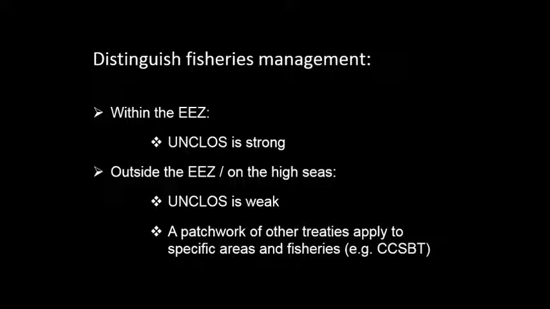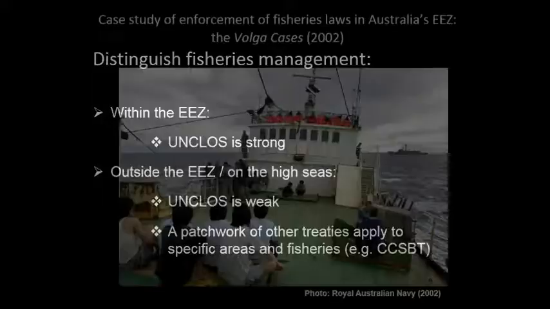So just to summarise about UNCLOS, you really need to distinguish between within the EEZ, where UNCLOS is really strong, and outside, where it's really weak. Outside the national maritime zones, they're called the high seas. It does sound a bit like a movie, doesn't it? But it's actually what it's called. So on the high seas, UNCLOS is weak, and there's a patchwork of treaties applying to different fisheries.